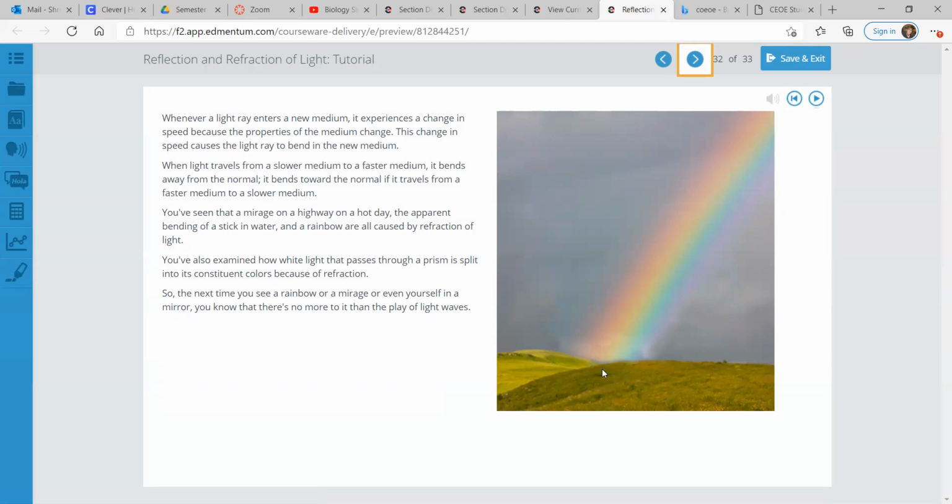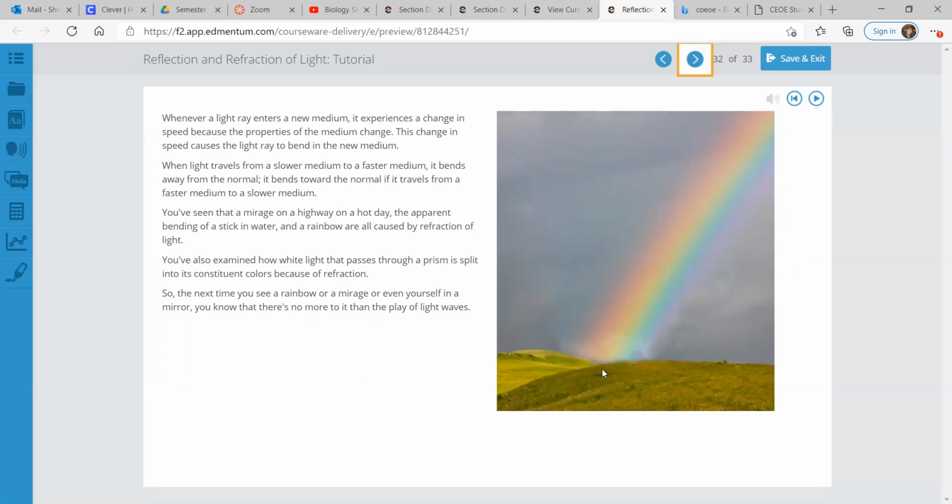Whenever a light ray enters a new medium, it experiences a change in speed because the properties of the medium change. This change in speed causes the light ray to bend in the new medium. When light travels from a slower medium to a faster medium, it bends away from the normal. It bends towards the normal if it travels from a faster medium to a slower medium.